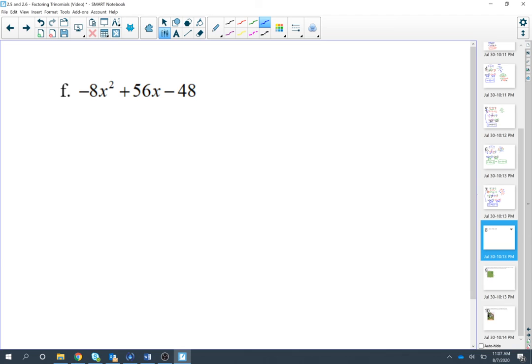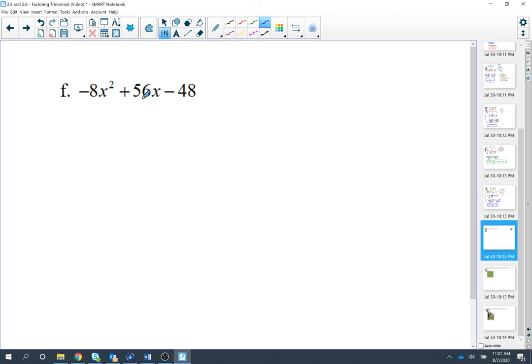Okay, last one of these. Letter F, negative 8x squared plus 56x minus 48. Step 1. And at this point in time, you should really be able to pause this video and do this on your own. And then just start the video and fast forward and see if you got it right.